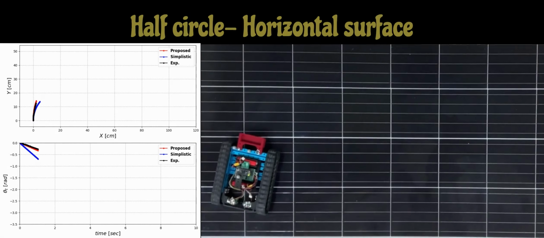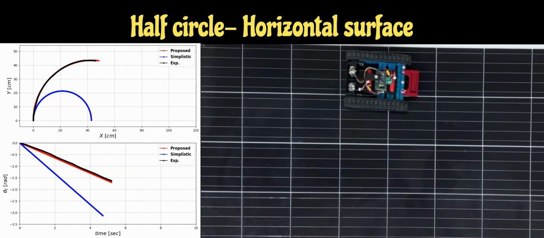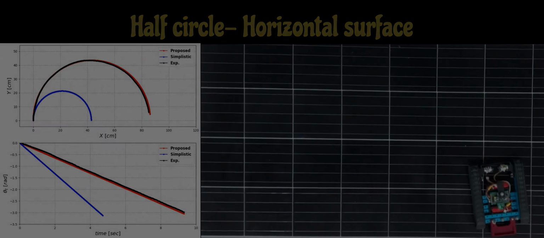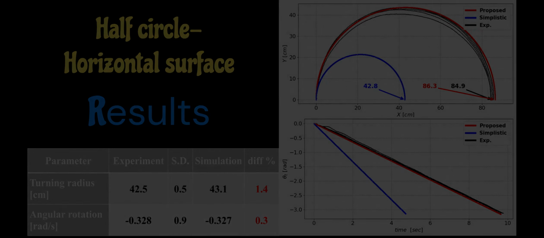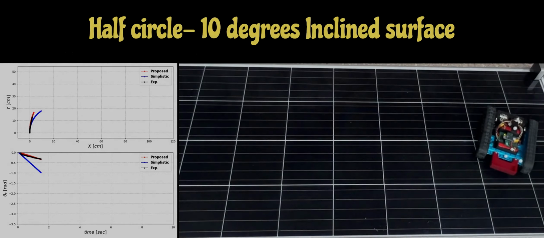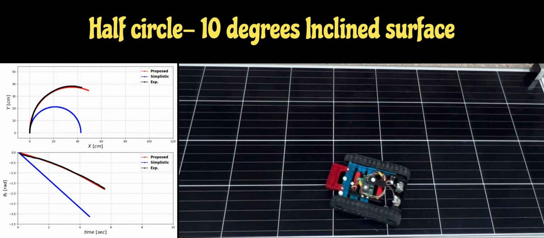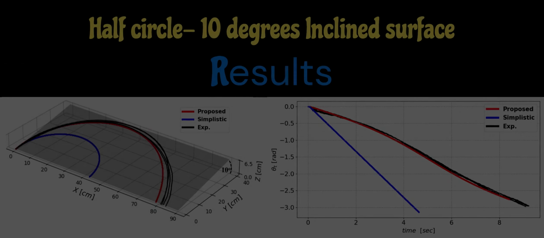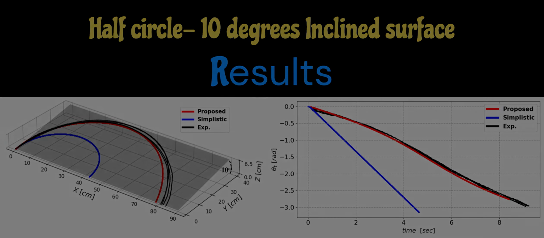The first simulation focused on measuring the robot's turning radius. The difference between the simulation and experiments was 1.4% for the turning radius and 0.3% for the angular speed. In this experiment, the turning radius of the robot and its turning speed were measured on a surface inclined by 10 degrees. The turning radius and speed were also very similar between the experiments and the simulation.